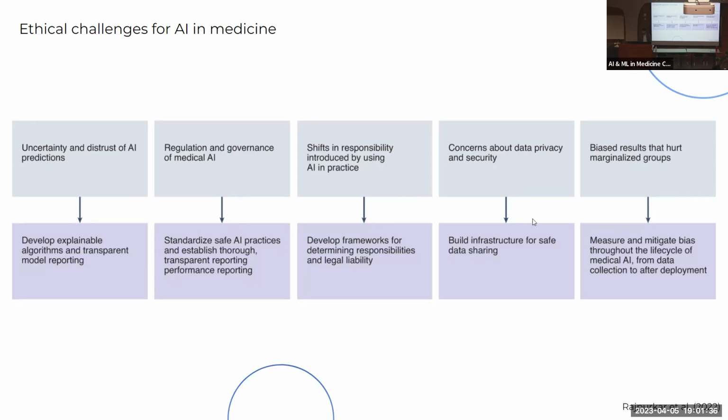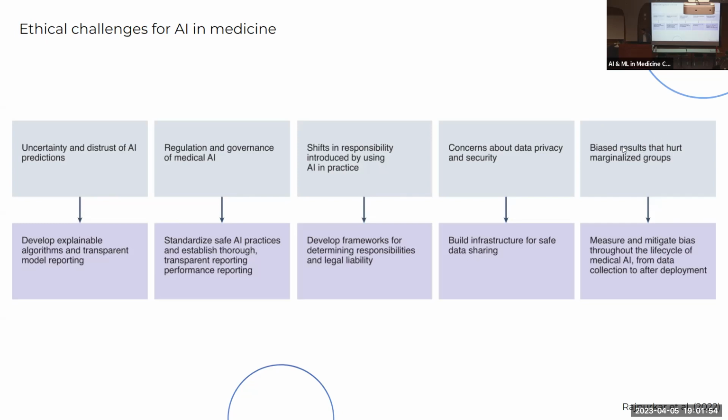Concerns about data privacy and security. So you build infrastructure for safe data sharing. For example, there's a lot of decentralized ways of data storage. There's federated learning that is being used a lot in different places. So you have some of these ways of trying to mitigate these risks.